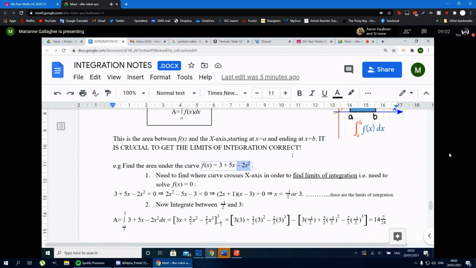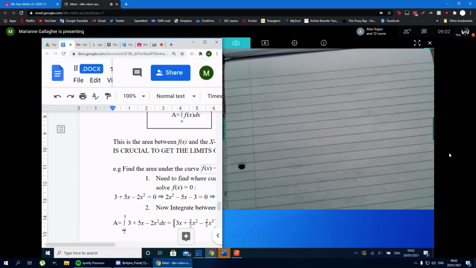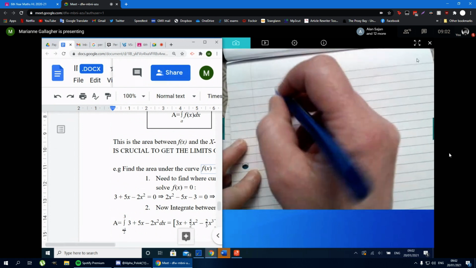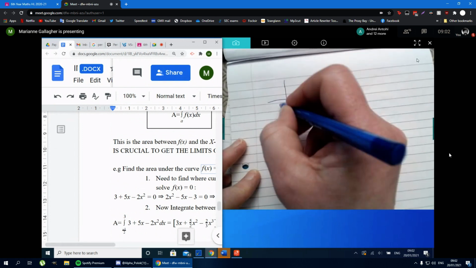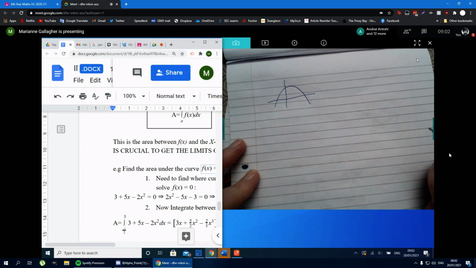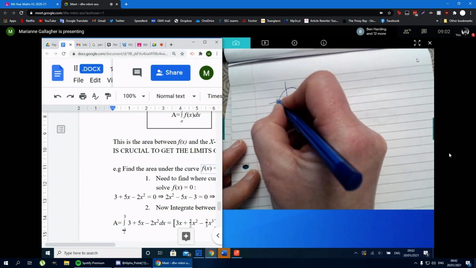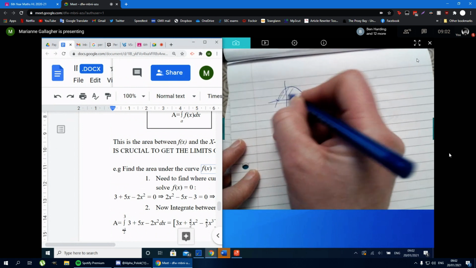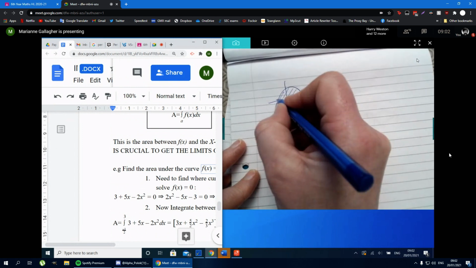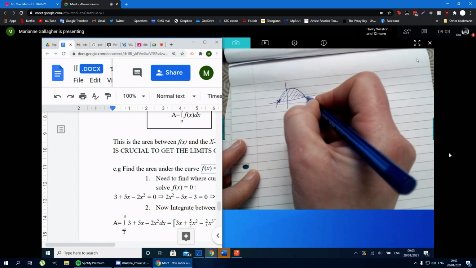So I'm just going to switch over to the camera, if I do this quickly. So you know it's going to look like an upside down U, okay? There's your parabola. So we need to find the area under that, okay? We need to find where to start and where to end.